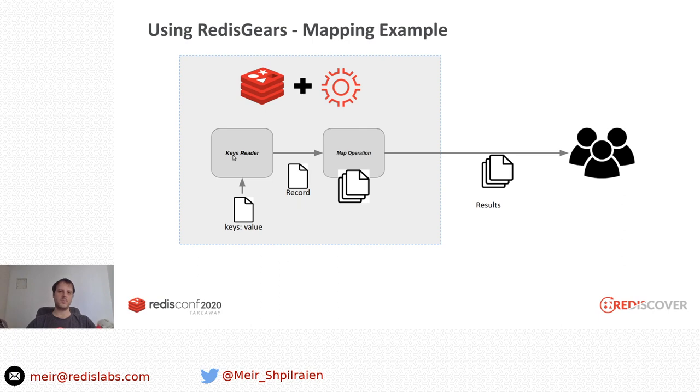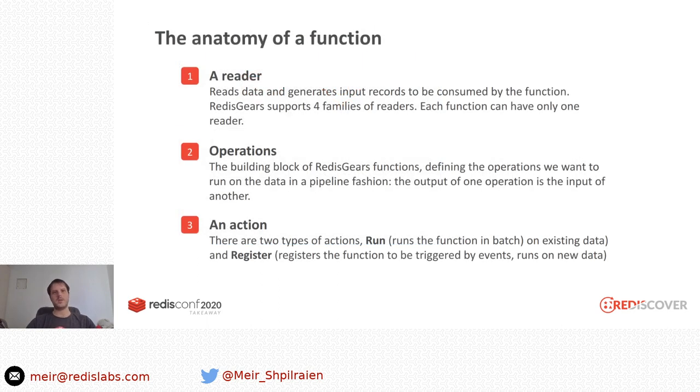Now each pipe starts with a reader. The reader is responsible for supplying data to the rest of the pipe. And the most basic unit that passes through this pipe, we call it a record. And the record can be many things. It can be a string, it can be a hash, a dictionary, a list, basically whatever you want. So more generally, each gear function, each pipe of operations, contains as the first operation the reader that supplies data. Then it has zero or more operations that modify the data, and it always ends with an action.